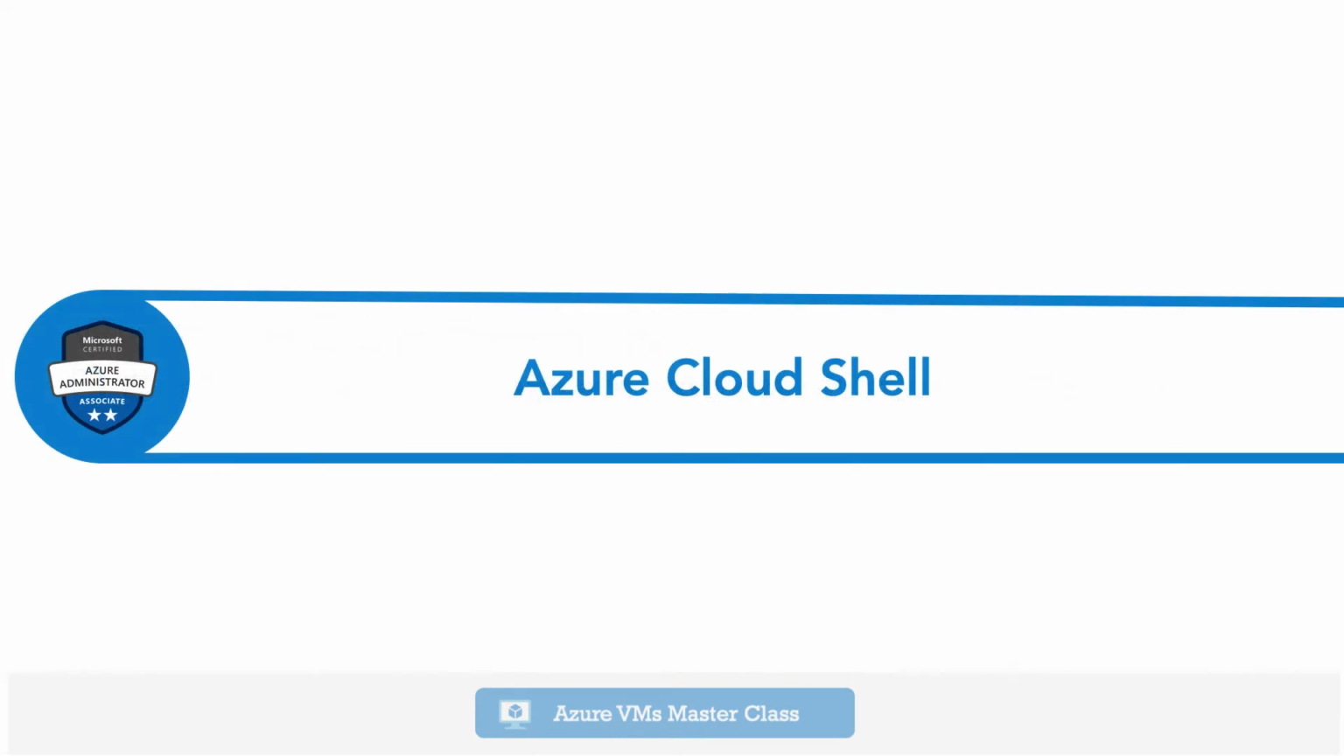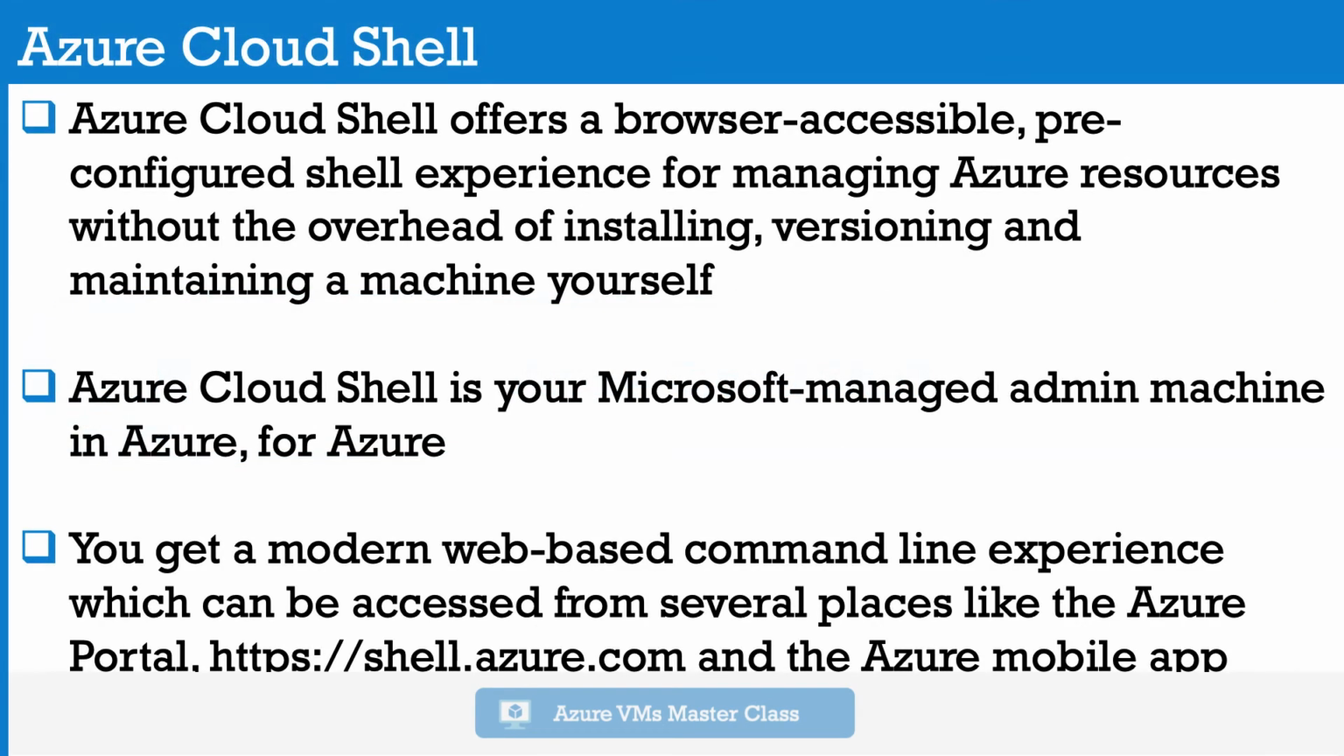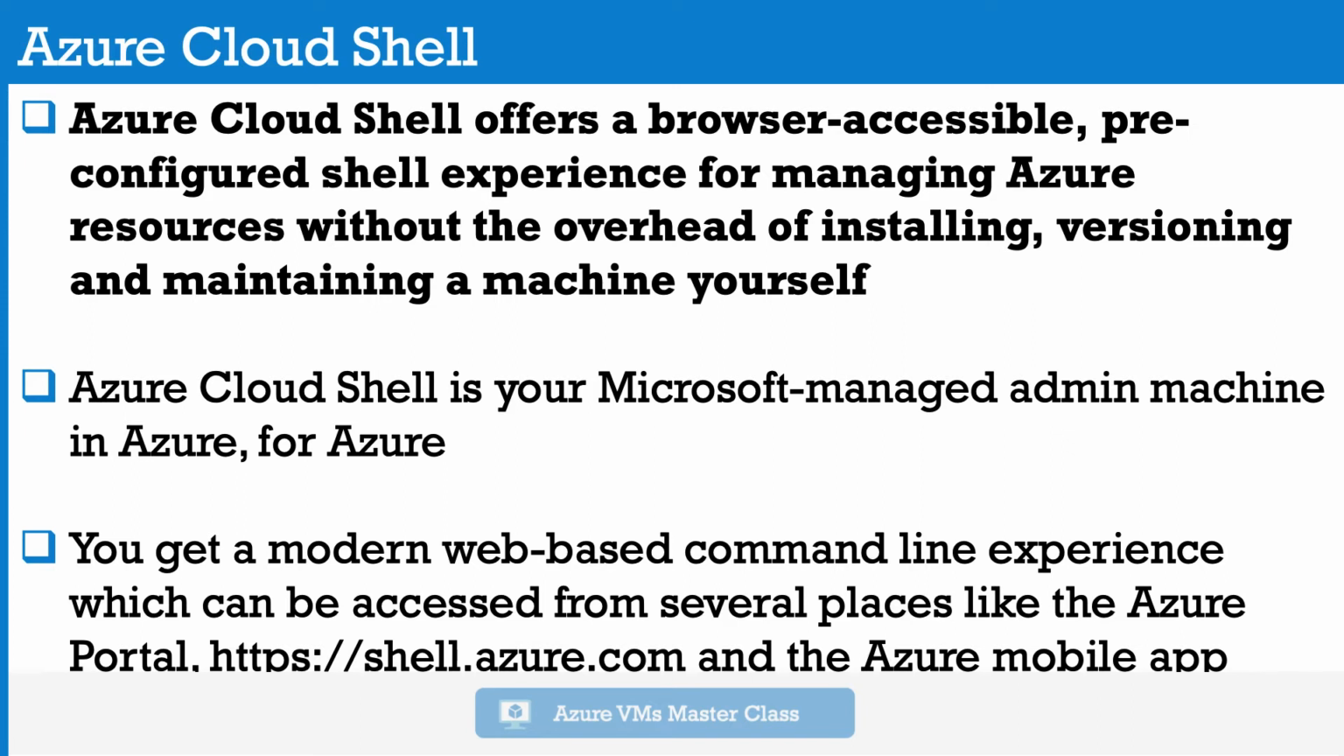The next available tool is Azure Cloud Shell. The Azure Cloud Shell offers a browser-accessible pre-configured shell experience for managing Azure resources without the overhead of installing, versioning, and maintaining a machine yourself. So, in order to use the PowerShell or the CLI, some software needs to be installed on your PC, on your machine. So the Cloud Shell may be a better option in order to have it ready, available on any device that can just connect to the internet.